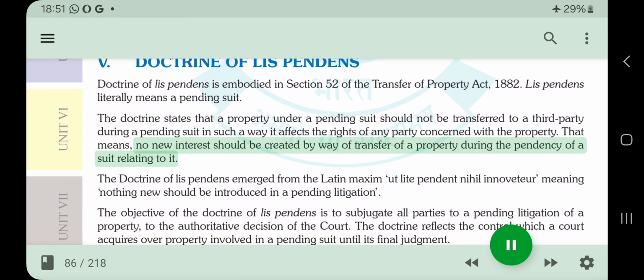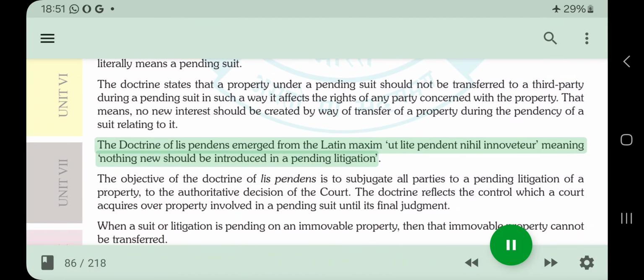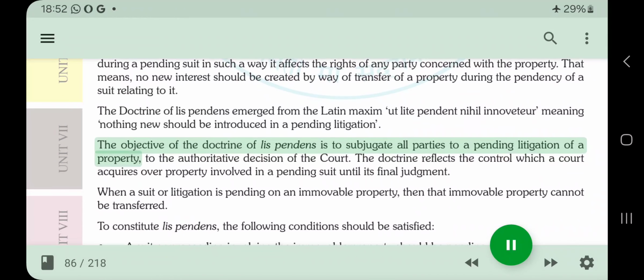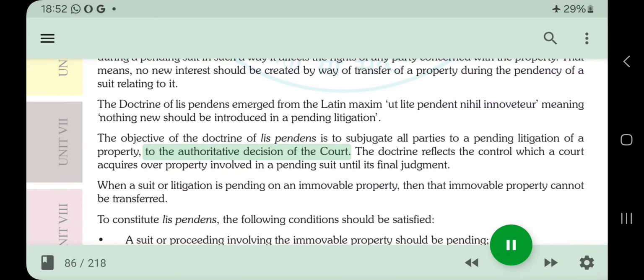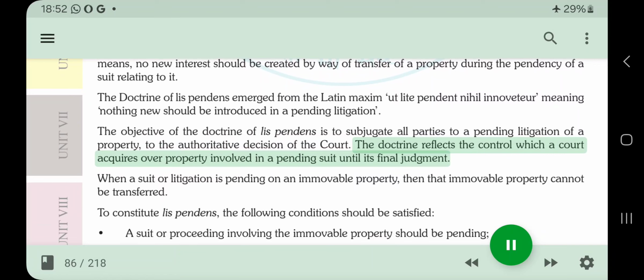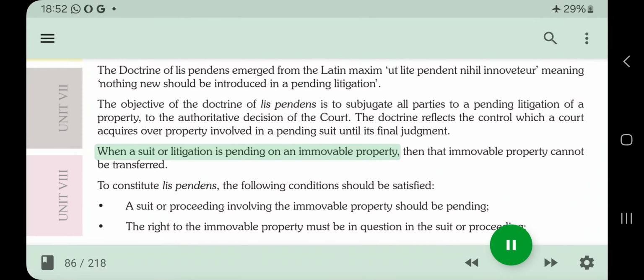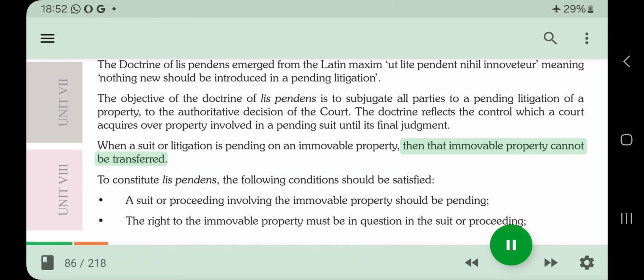The doctrine of lis pendens emerged from the Latin maxim, ut lite pendente nihil innovetur, meaning nothing new should be introduced in a pending litigation. The objective of the doctrine of lis pendens is to subject all parties to a pending litigation of a property to the authoritative decision of the court. The doctrine reflects the control which a court acquires over property involved in a pending suit until its final judgment. When a suit or litigation is pending on an immovable property, then that immovable property cannot be transferred.